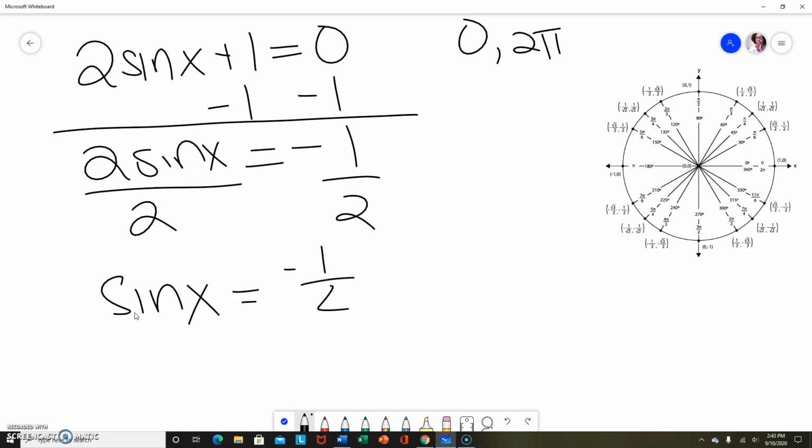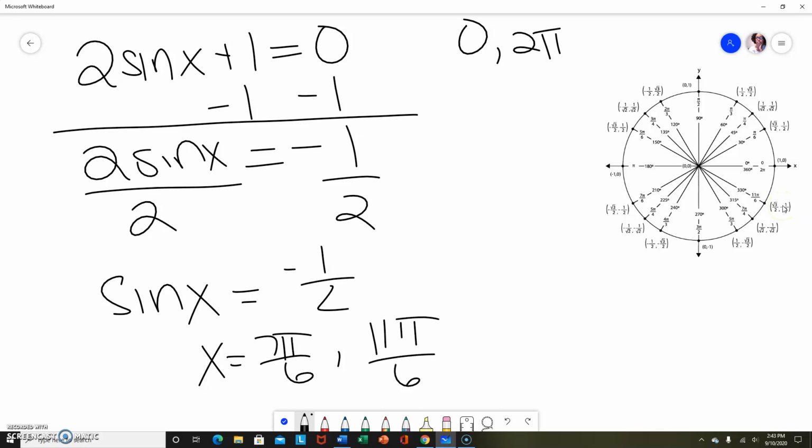So then we're going to look on our unit circle. That's why I have it up here, for where sine is equal to negative 1/2. And I see right here, hopefully you can see my mouse, it is at 7 pi over 6. So x is equal to 7 pi over 6. And also here at 11 pi over 6.